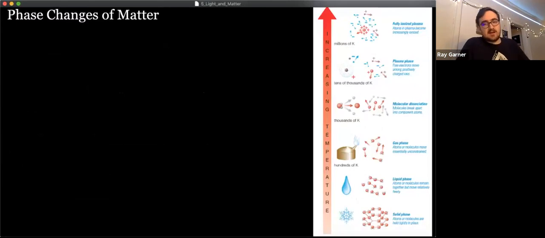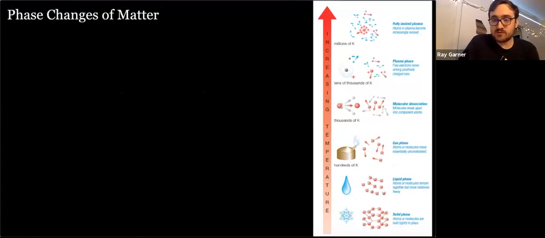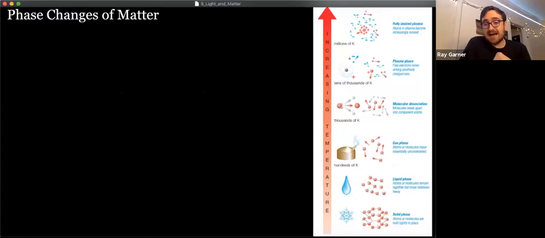All right, and now let's just talk about phase changes of matter. So hopefully you're all familiar with the 3 normal states of matter: solid, liquid, gas. We'll run through those pretty fast. So we'll start at the bottom of this figure. We'll look at water, for example.